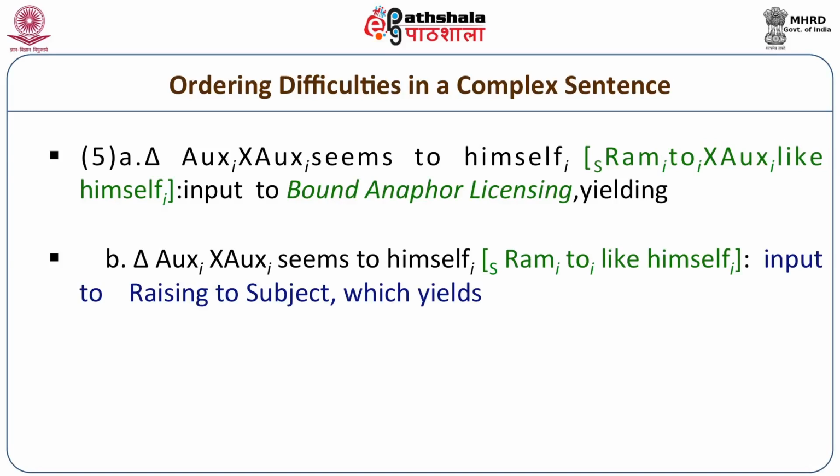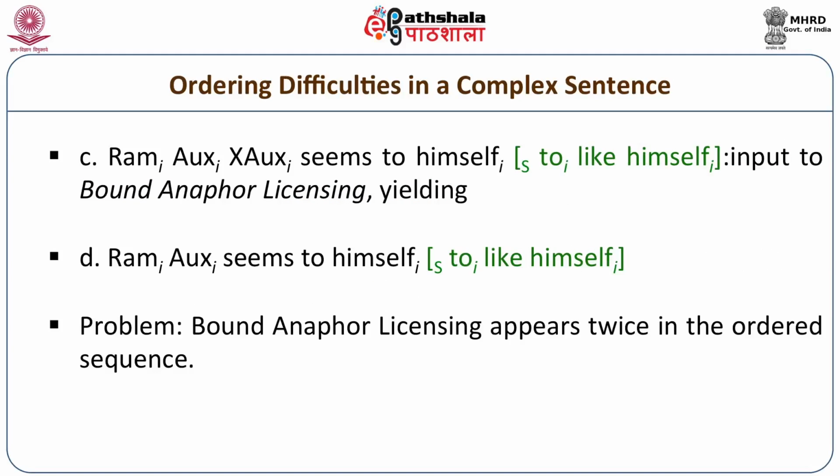So Ram moves from the lower sentence subject position to the upper sentence subject position like this, raising to subject. You now get: Ram aux X aux seems to himself to like himself. After that, bound anaphor licensing applies again, this time to the higher sentence. The output becomes: Ram aux seems to himself to like himself. Why you need the aux becomes clear in a later module. You will get to know where the agreement between aux and Ram becomes important.